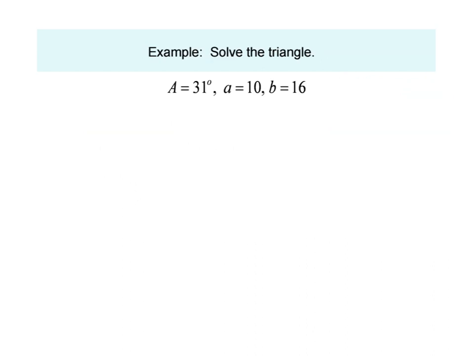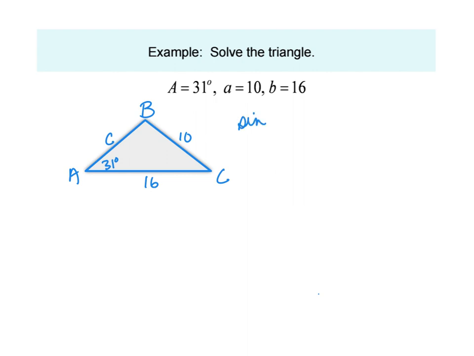So I'm given this triangle. We're going to solve it. And first I'm going to draw it. And I'm going to label it A, B, C. Angle A is 31 degrees. Side a is 10. Side b is 16. Of course, I don't know angle C, and I don't know side c. So I can tell that I can use the law of sines to solve this. I have an angle and the side opposite that angle, so I can use law of sines to solve for angle B. So sine of 31 over 10 equals sine of B over 16.